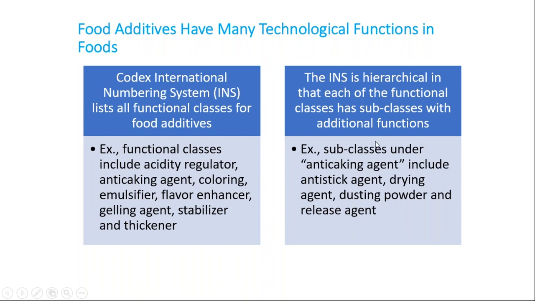They all come under anti-caking agent, but the anti-stick agent, the drying agent, the dusting powder, and the releasing agent, each chemical of them, it's not that there is only one anti-stick agent or one dusting powder, but all the dusting powders will have a unique number by which they can be identified.